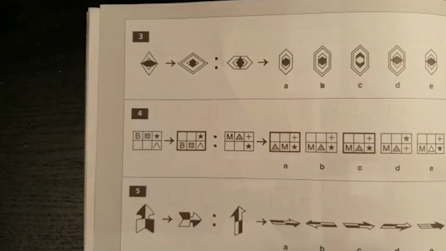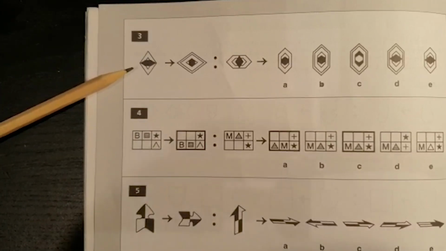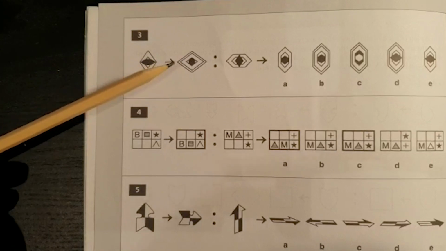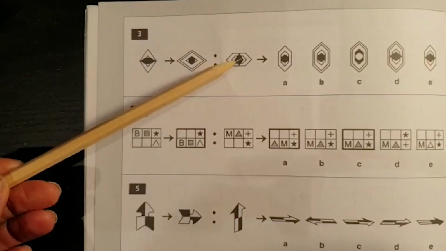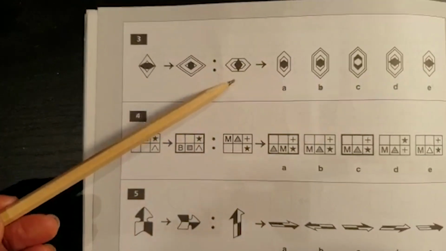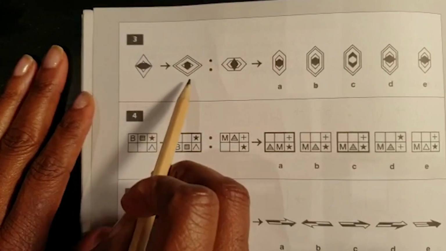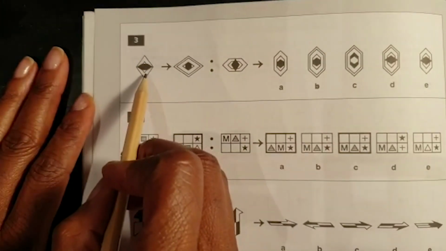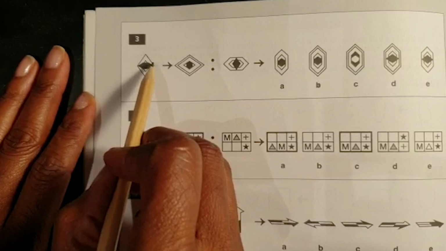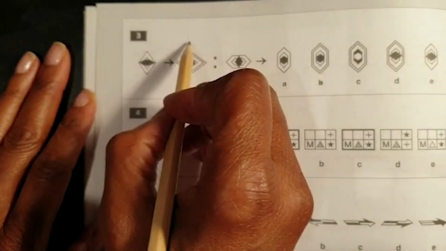Non-verbal reasoning, question 3. Same rule applies. So we are looking at the relationship between these two, and then we've got to determine which one of the 5 on the right hand side now goes with this shape here. So let's have a look at this shape and see how it has changed. The first thing we notice is that it's turned on its side. So this is what we would call a quarter turn.